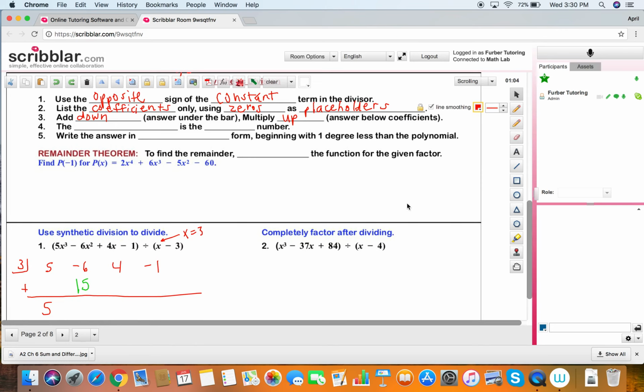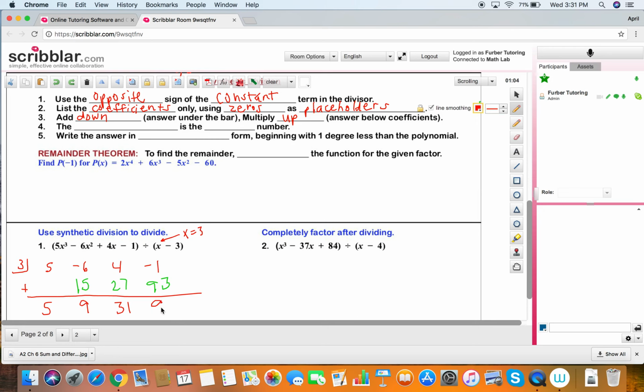Now I'm going to add down again. Remember, add down, write it below, multiply back up, add down, multiply back up, add down. So if I add down negative 6 plus 15, that's going to give me 9. Now I'm going to multiply back up. 9 times 3, 27. Then I'm going to add down. 4 plus 27 is 31. Multiply back up. 3 times 31 is 93. Add down. Negative 1 plus 93 is going to give me 92.